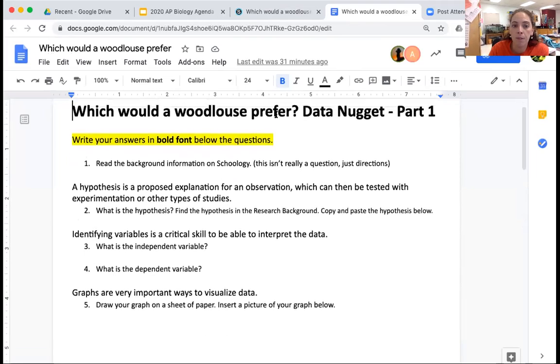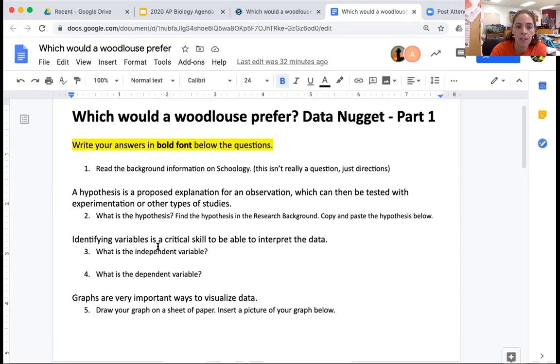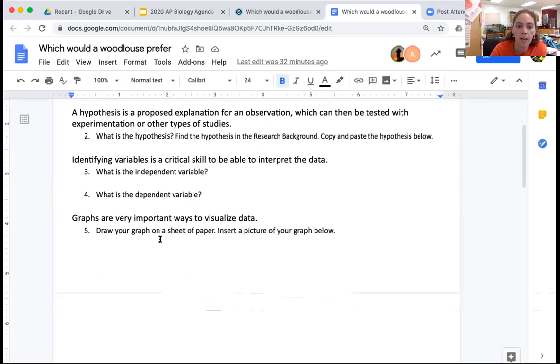It has two parts. This is part one. Part one is all we're going to worry about today. Reading the background information, which I just added to Schoology. We'll go take a look at that. Finding the hypothesis, determining our independent and dependent variables, and then you will need to create a graph.